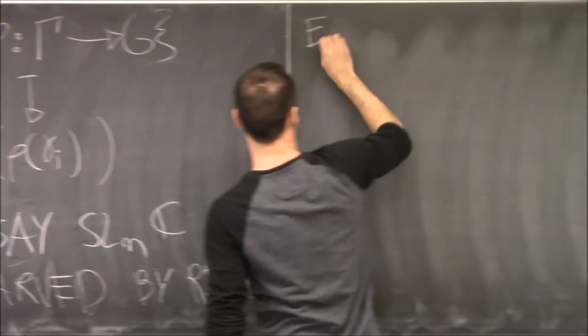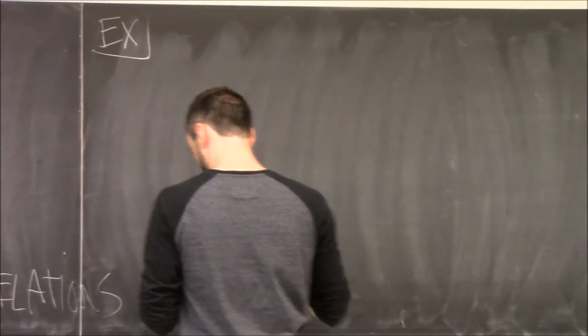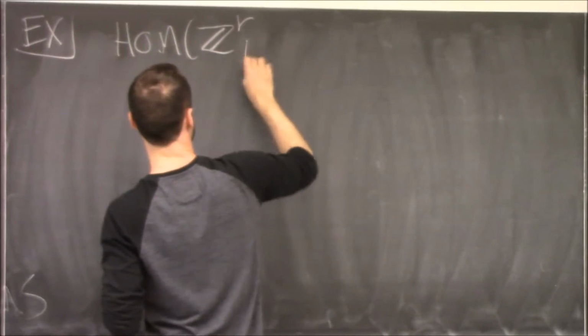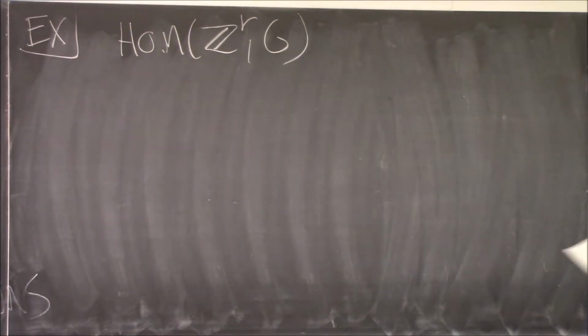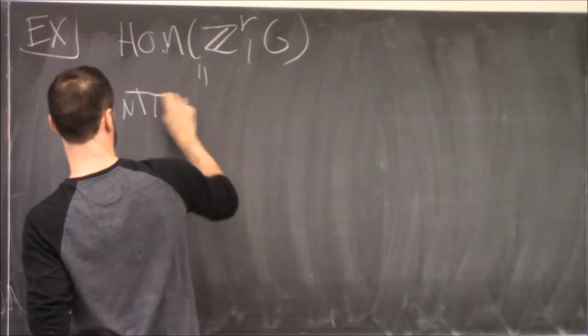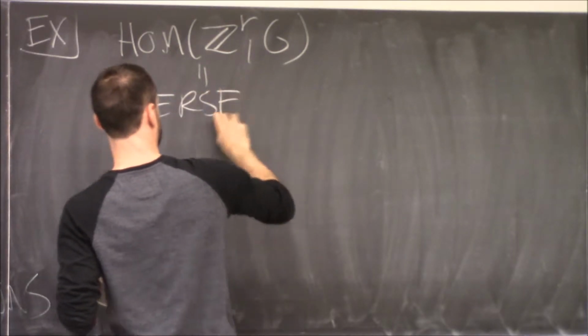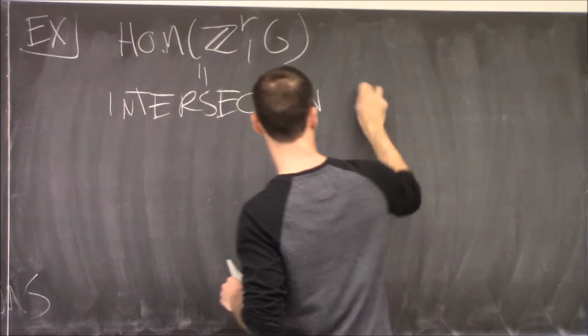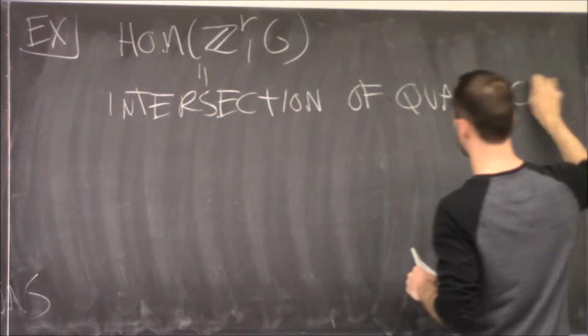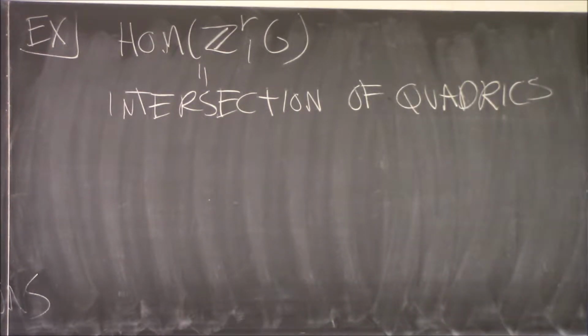The most concrete example to keep in mind is something like, if you're just looking at commuting tuples, you're just looking at r-tuples of matrices in G that commute with each other. So this is an intersection of quadrics inside of the product of the copies of G, say if G is SL_n(C).